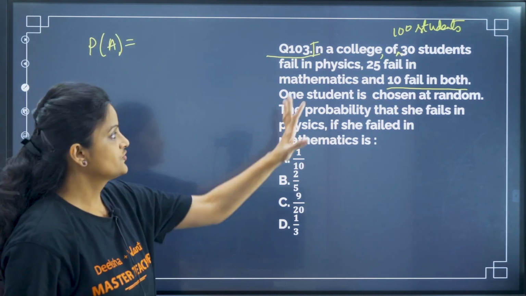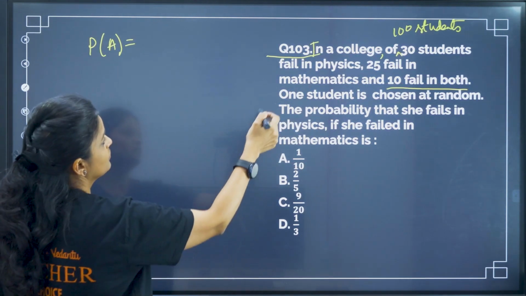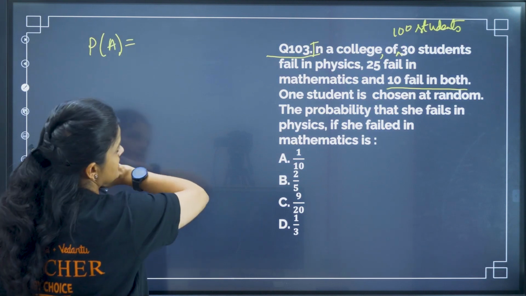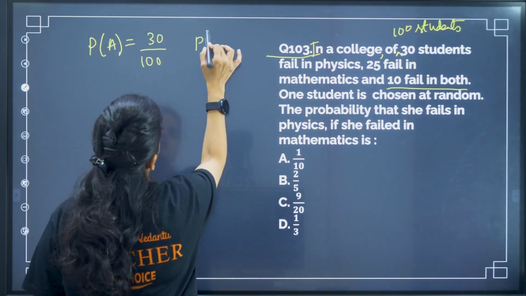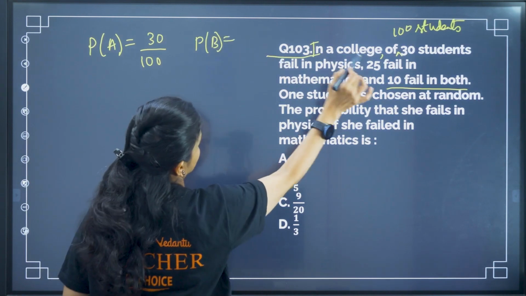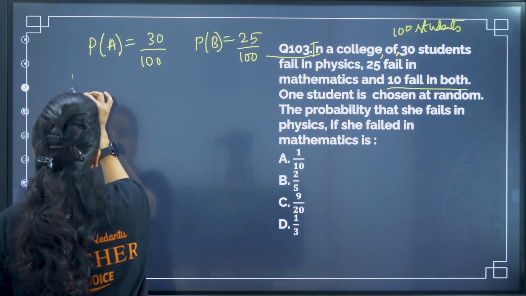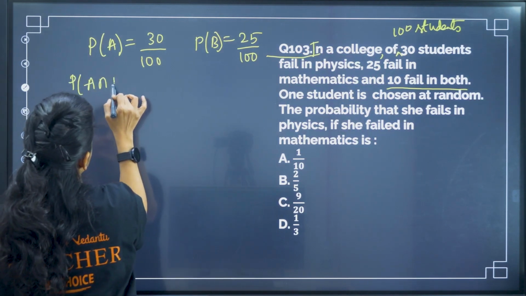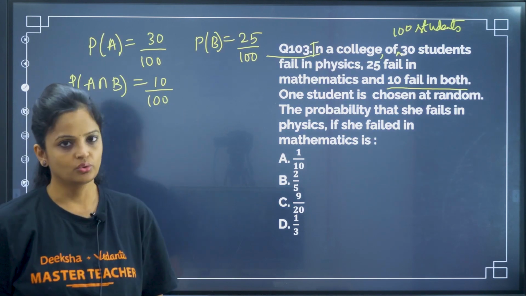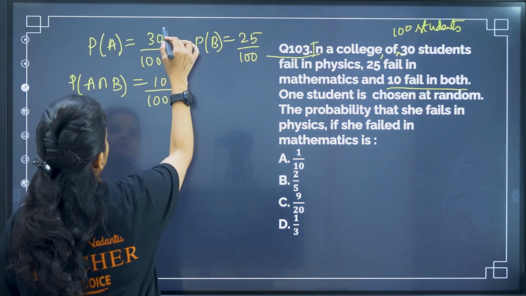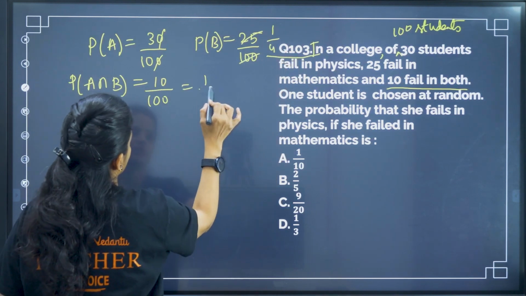Probability of A, that is physics. You can keep it as P, M, anything for physics and mathematics. I am keeping it as A only. Let's not get confused. P of B, second event, is mathematics, so 25 by 100. Both physics and math, that is 10 by 100 out of the total, isn't it? Simplify, 1 by 4, here 1 by 10.